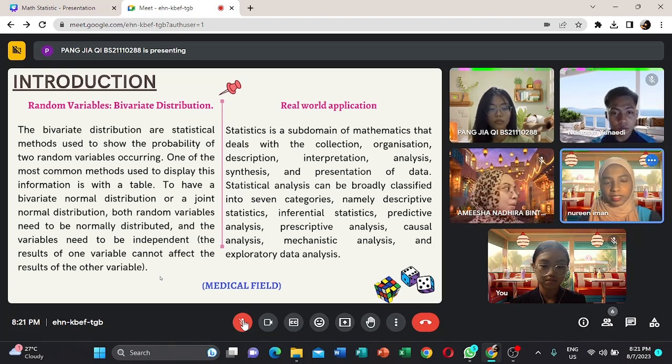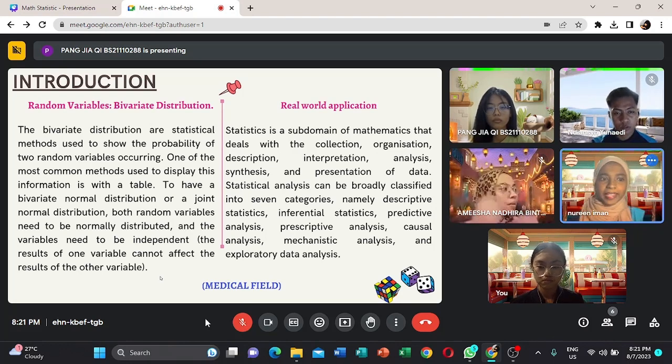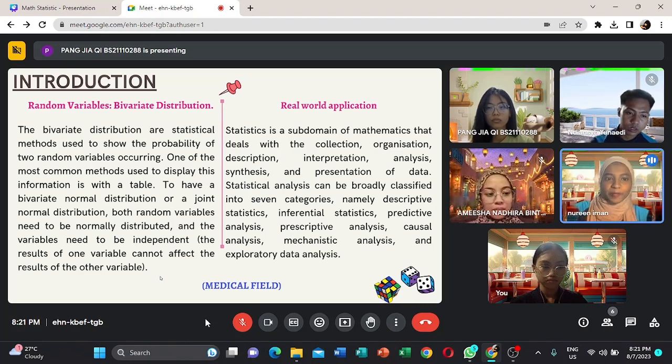For the next, we use random variable, that is bivariate distribution. So we know the bivariate distribution are statistical method used to show the probability of two random variables occurring. One of the most common method used to display this information is with a table, for example.